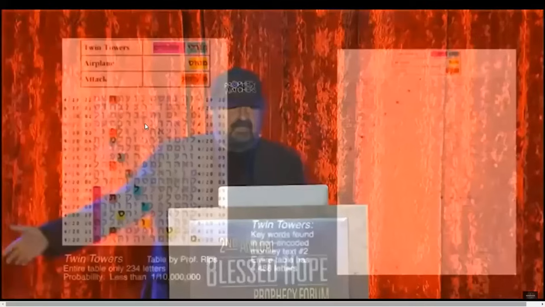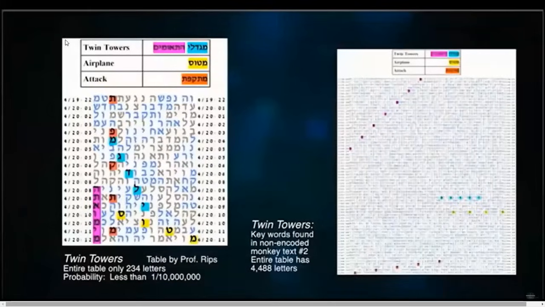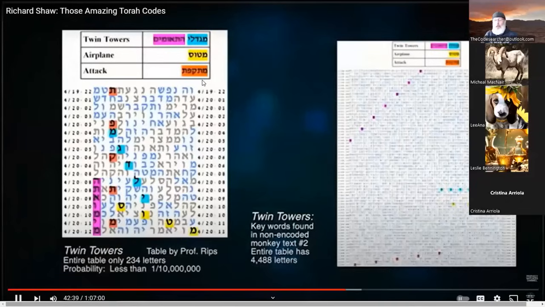Here's the same table, and comparing it with a random monkey text. A monkey text is just a randomized text that has the same number of characters. I want you guys to look at the difference here between the proximity, the clustering of terms, and what he has over here, how loose this is. This is a massive matrix that he's looking at, which has thousands of letters, and you see these terms are very loosely scattered. Okay, this would be what he considered monkey text or randomness.